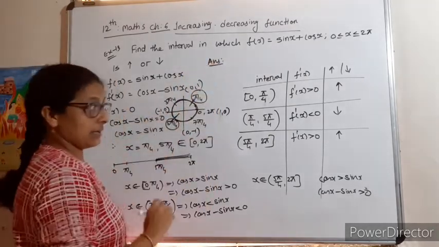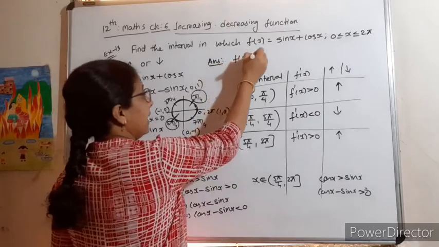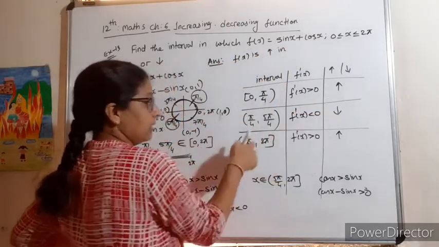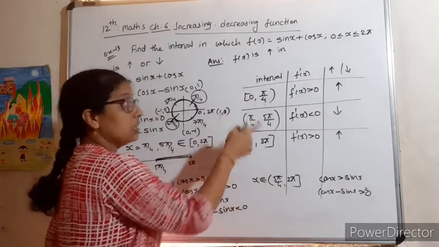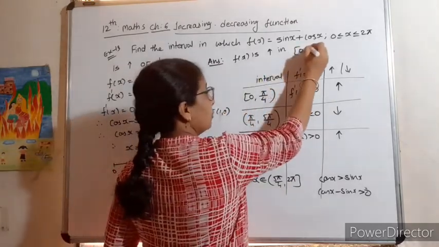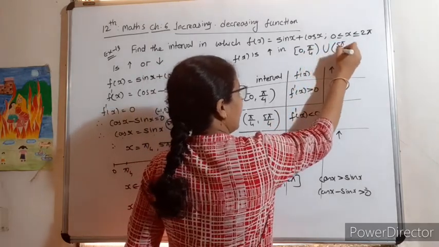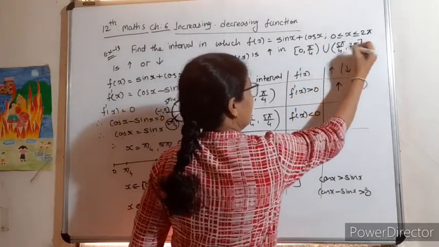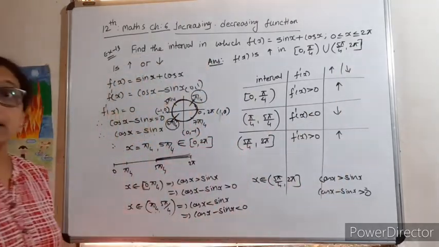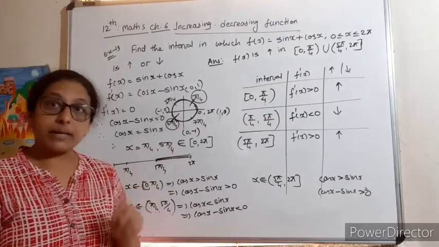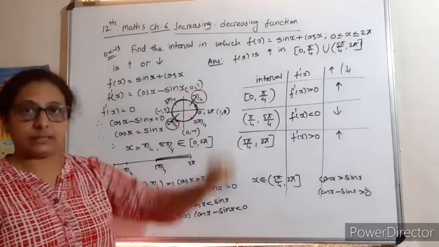You can write the answer that f(x) is increasing here and here, in these two intervals it is increasing. So we join them: 0 to π/4 union 5π/4 to 2π. It is increasing in this interval. Using union, you can join these two. It is not compulsory but it's good if you write.